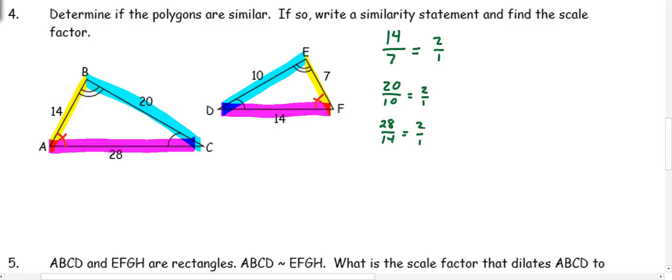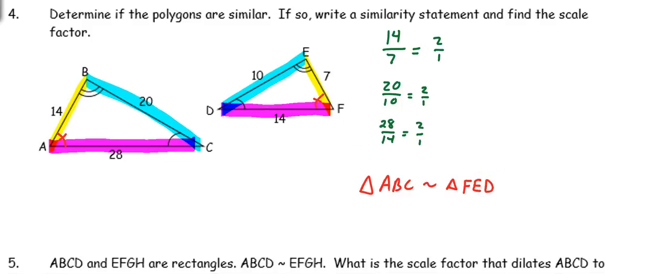So because all of the sides reduce to the same ratio, this means they are similar. So because they're similar, we're going to write a similarity statement. So we're going to name our first triangle. So I'm just going to name it ABC. We're going to use the tilde, which means similar. And then we're going to name the other triangle. Now, here is where we've got to be careful naming the triangle. We've got to look at which letters match up. So A matches up with F, B matches up with E, and C matches up with D.